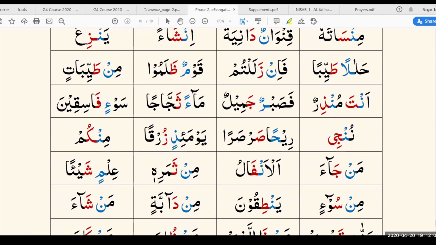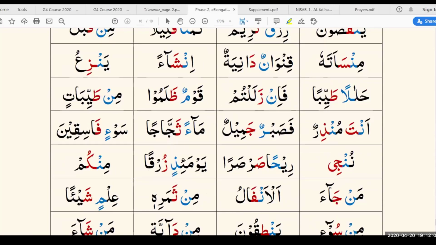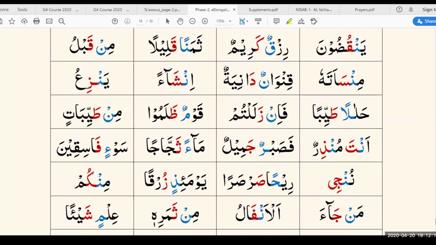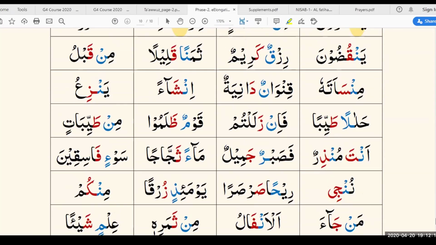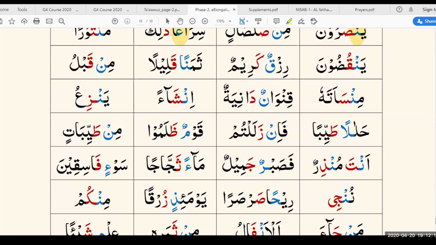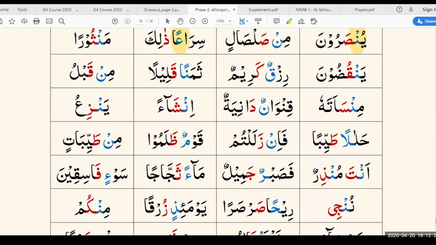Those 15 letters are the huruful ikhfa, the letters of concealing or concealment. Those letters are ta, tha, jim, dal, zal, za, sin, sheen, sod, dod, do, zo, fa, qaf, kaf. These are 15 letters where you have to do ikhfa.